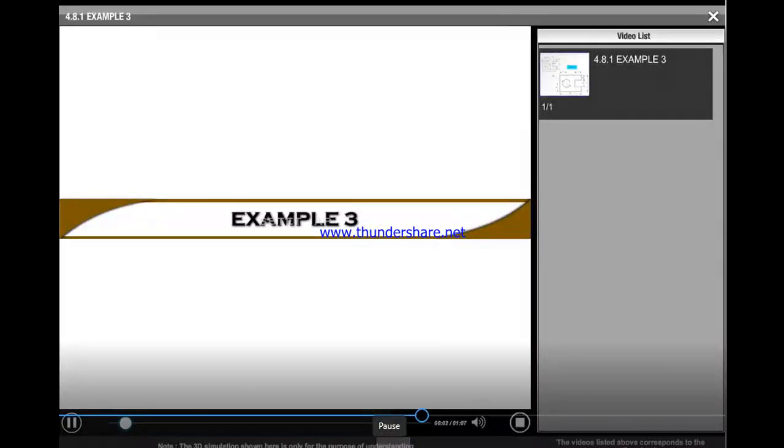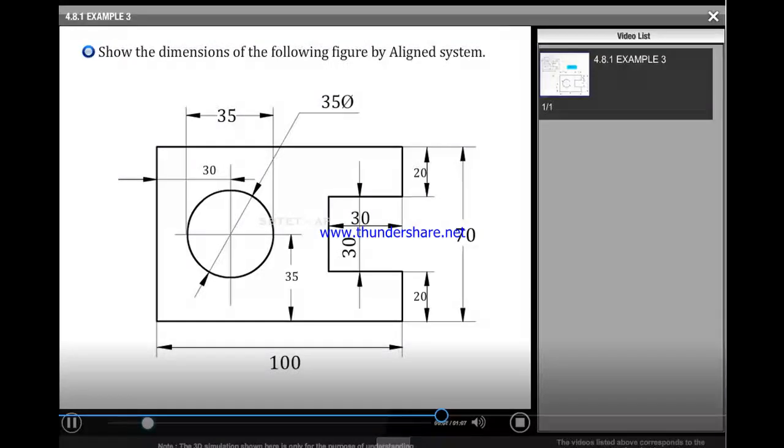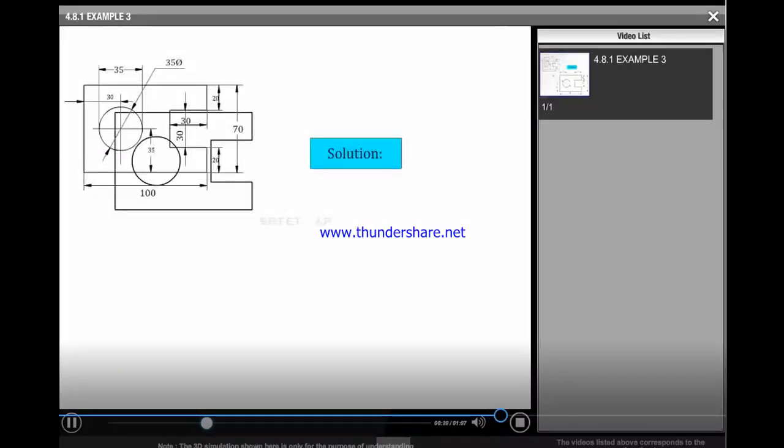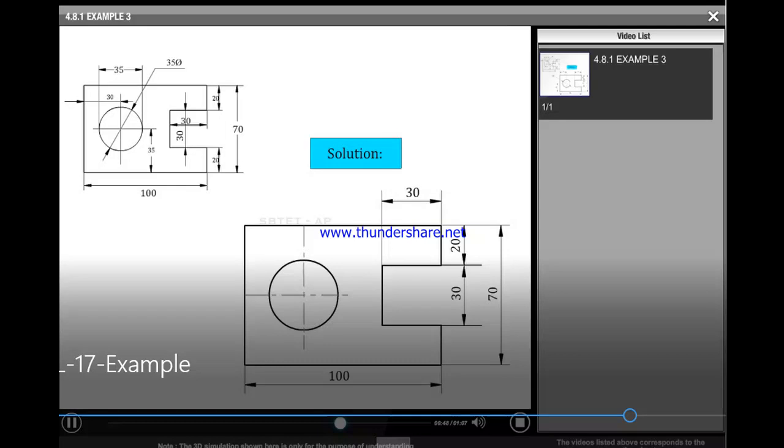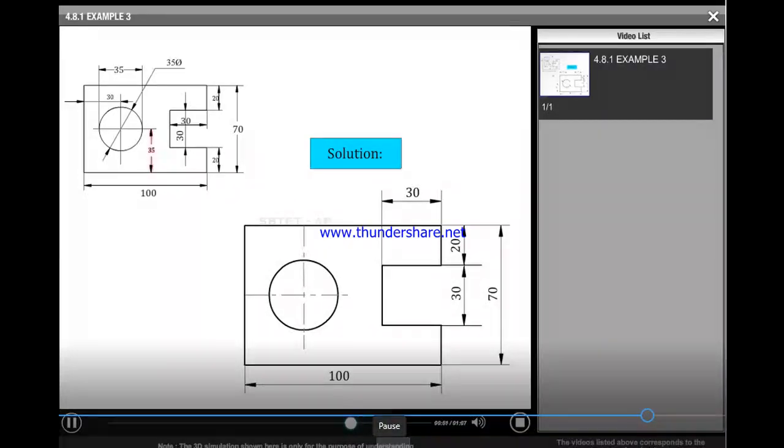Example problem 3. In this view, a representation of dimensions is available, and the task is to redraw the view and neatly represent the dimensions as per the aligned system.